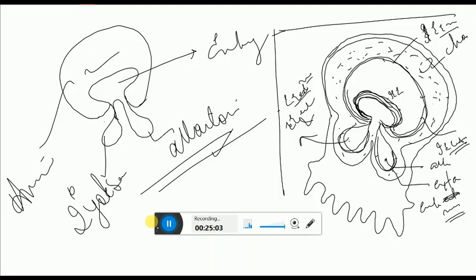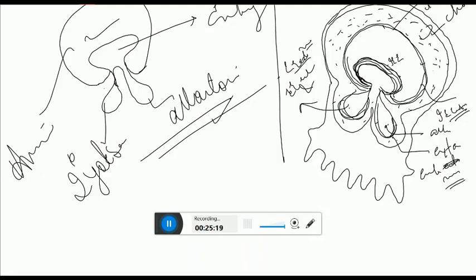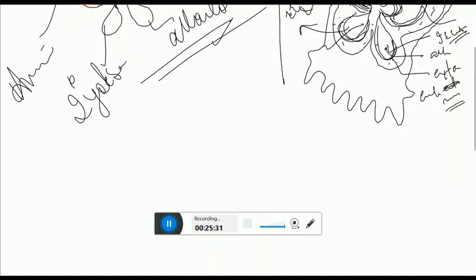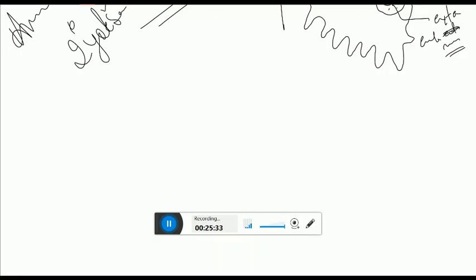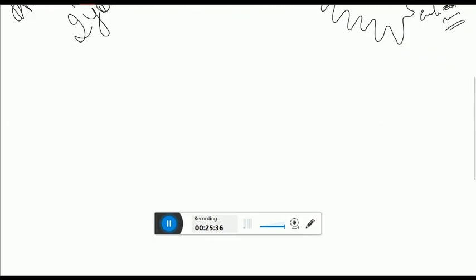Secondary yolk sac is made up of extraembryonic endoderm and extraembryonic mesoderm. Allantois is made up of intra-embryonic endoderm and extraembryonic mesoderm. Chorion is made up of extraembryonic ectoderm and extraembryonic mesoderm. So thus far we have seen formation of embryo, formation of allantois, formation of secondary yolk sac, formation of chorion, formation of amnion. Let's extend our discussion a little bit.